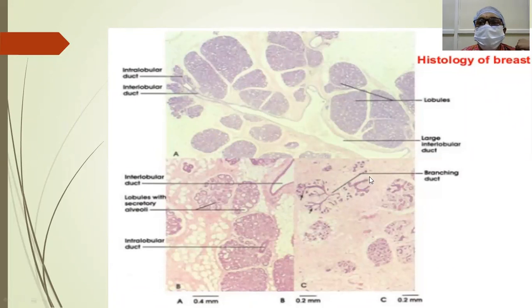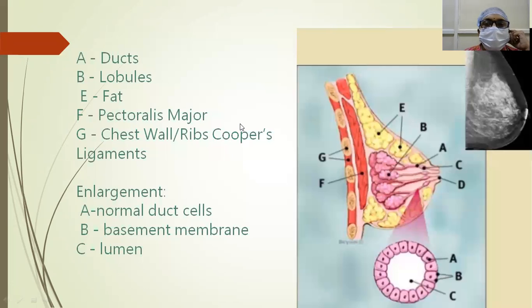So this is the histology. These are the branching ducts. This is the large interlobular duct. These are lobules, and these are secretory alveoli. And this is the intralobular duct. So intralobular duct and interlobular duct.